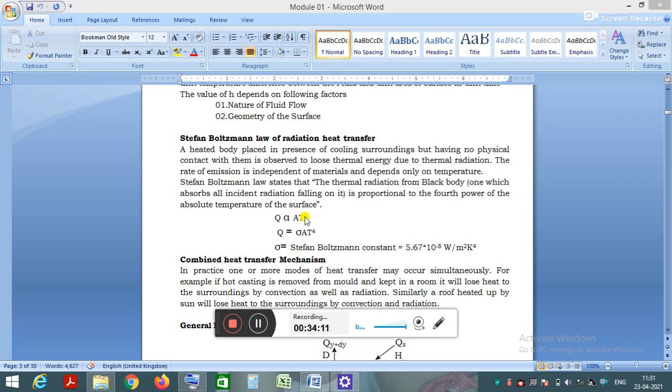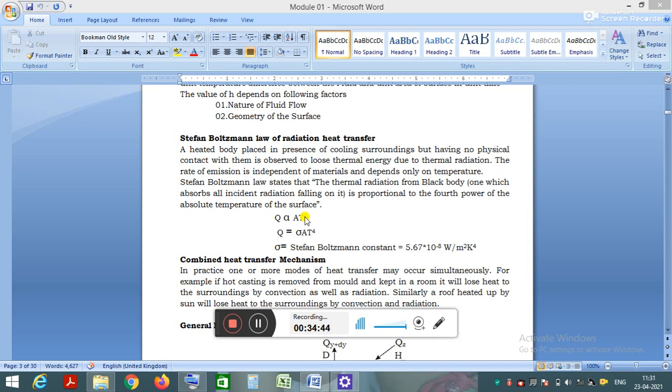Any body you place in a cooling environment loses its heat, and the amount of heat which it loses in the form of radiation is independent of the material, and it only depends on the temperature of the body. Okay, this is what the Stefan Boltzmann law states.